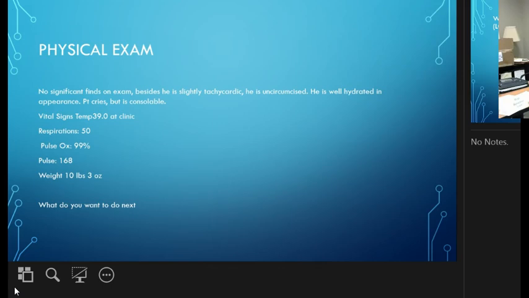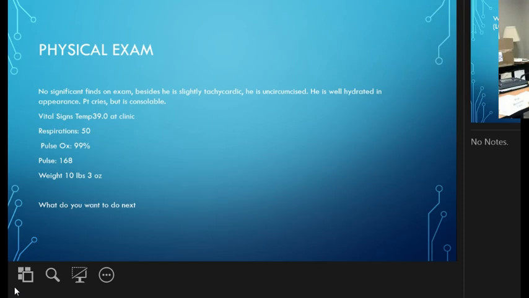Okay, so you go ahead and do your physical exam after a thorough history is taken. And there's no significant findings on the exam besides Caleb is slightly tachycardic. And you do notice he is uncircumcised, as Mom reported. He looks well hydrated. His mucous membranes are moist. He actually has a wet diaper on exam. He cries during the course of the exam, but he is consolable.